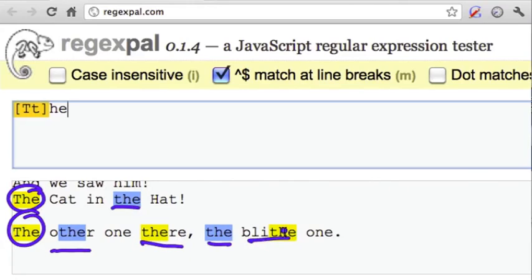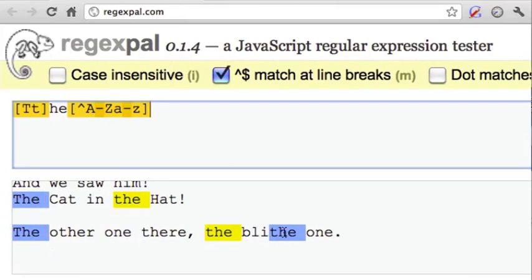So we need to augment our pattern. So how are we going to augment our pattern? We really want the when there's not an alphabetic character around it. We mean a space or a punctuation or something non-alphabetic. So let's just say non-alphabetic afterwards. Great. That gets rid of other and there. Doesn't solve Blythe because Blythe has an alphabetic character before it. So let's go fix Blythe by saying non-alphabetic before it either. There we go. Now we found all of our thes.